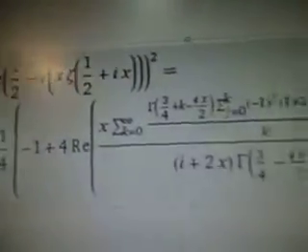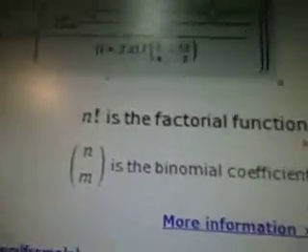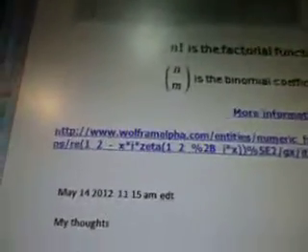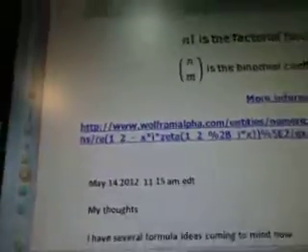And this one here. I should have done these earlier. I guess I thought they were big enough, but when you actually look at them, I don't have my glasses on. That's the reason why I can't see them. Little puny numbers. Okay, n is the factorial function. n over m is the binomial coefficient. And again, that's at wolframalpha.com.